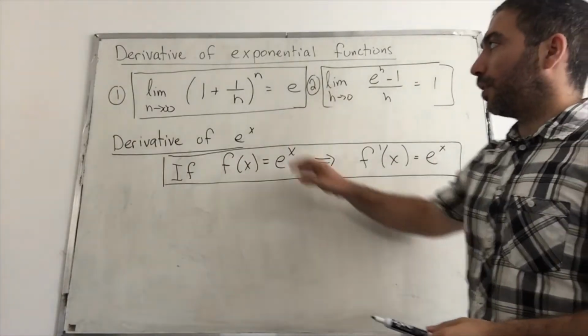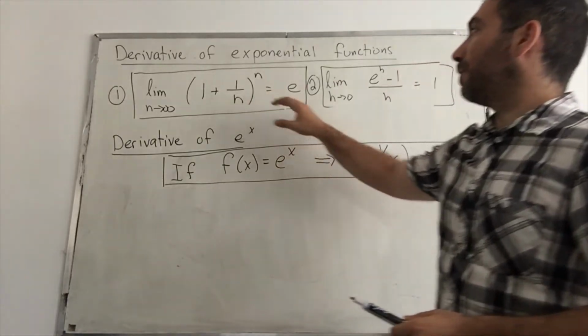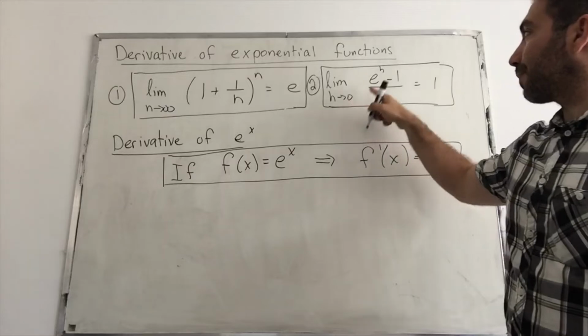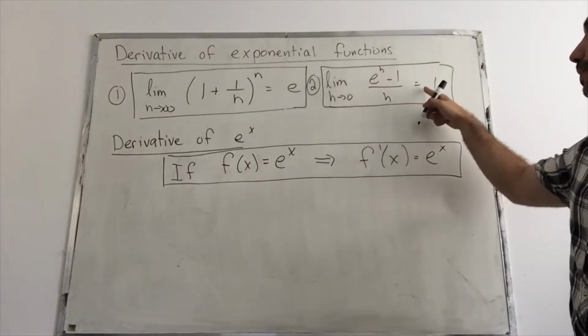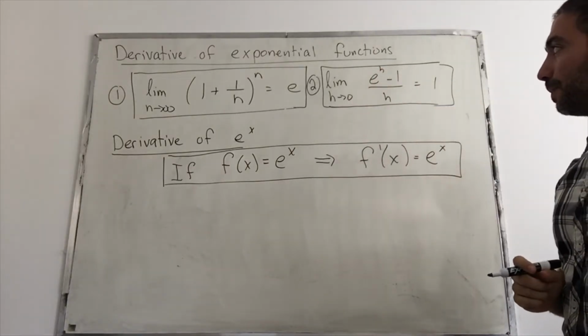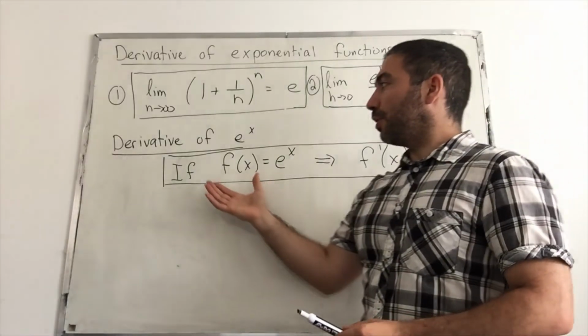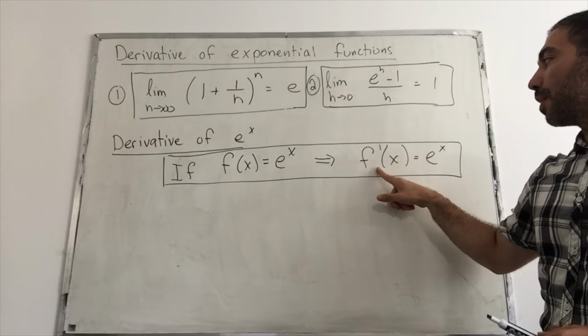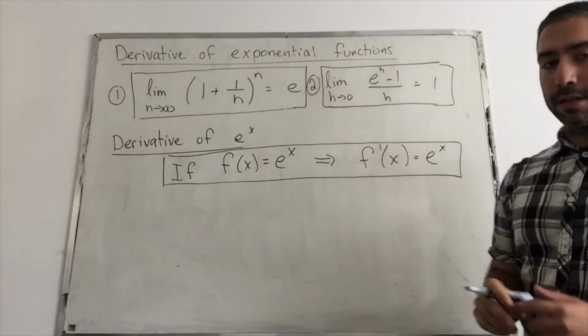So here we have our original limit, the definition of e. This is the limit that we just proved, that the limit as h tends to 0 of e to the h minus 1 over h is equal to 1. And we want to show that the derivative of e to the x, if f of x is equal to e to the x, then its derivative f prime of x is equal to e to the x. Let's go ahead and prove that.